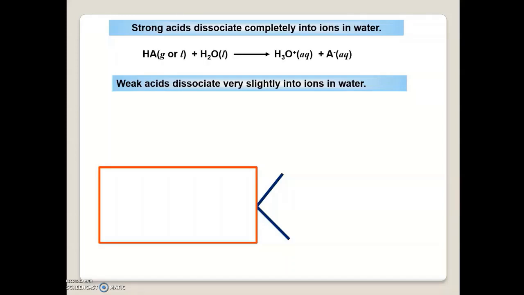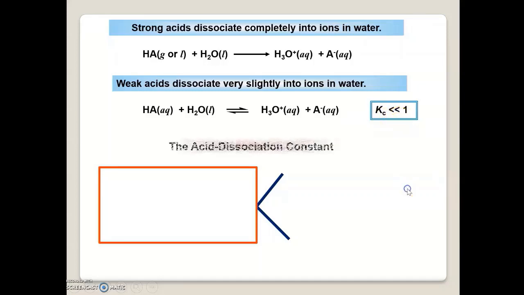So let's recap. A strong acid dissociates completely into ions in water, while a weak acid dissociates very slightly into ions in water, slightly or partially dissociated. This makes the Kc, remember, the equilibrium constant, less than 1.